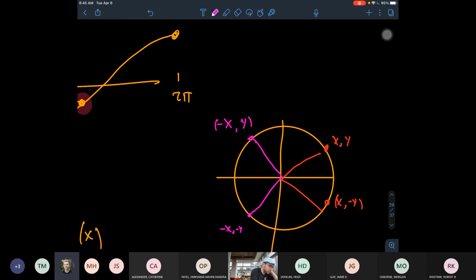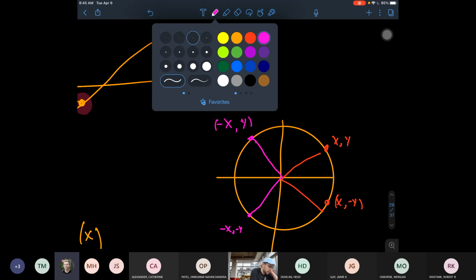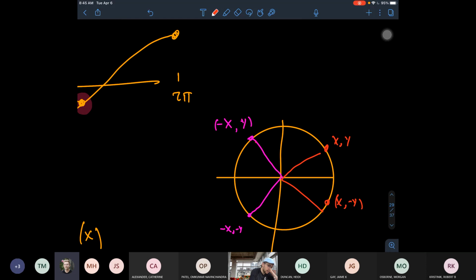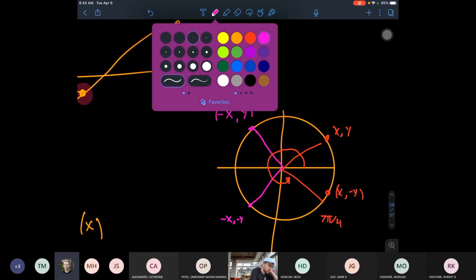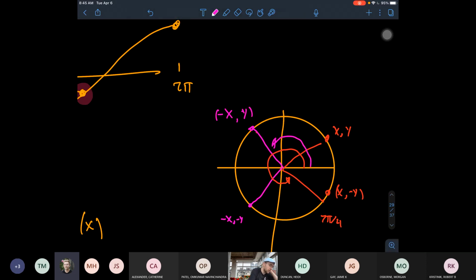And if we measure the angles which are going to produce this, we're going to get any angle which is coterminal to this angle, which is 7 pi over 4, and any angle which is coterminal to our original angle here, which is, what, 3 pi over 4?